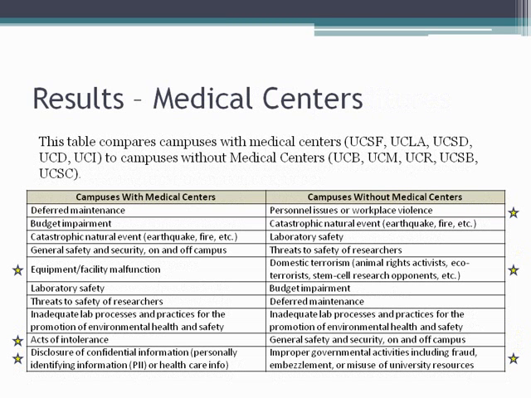So another differentiating factor of our different UCs is that some of them have medical centers and some of them don't. And so this is a comparison of the top 10 risks for medical centers as compared to those without. And again, you'll see that 7 out of the 10 top risks were common, regardless of whether they had a medical center or not. The ones that were unique for the campuses with medical centers include the equipment and facility malfunction, the acts of intolerance, and disclosure of confidential information. Very similar to the concerns for those with large research expenditures that we discussed on the previous slide. In terms of campuses without medical centers, the ones that were unique to them include personnel issues or workplace violence, domestic terrorism, or improper governmental activities.